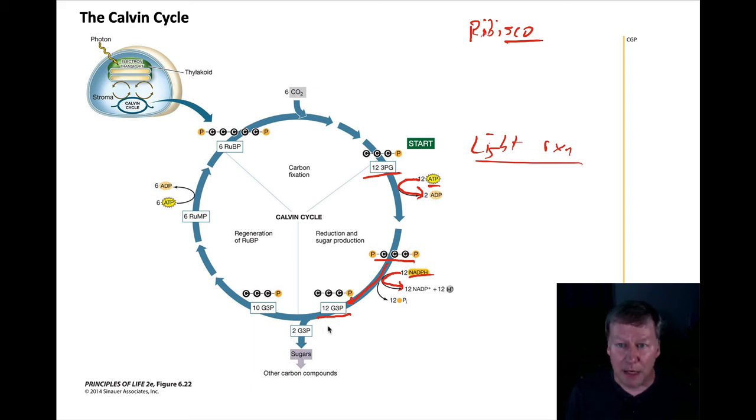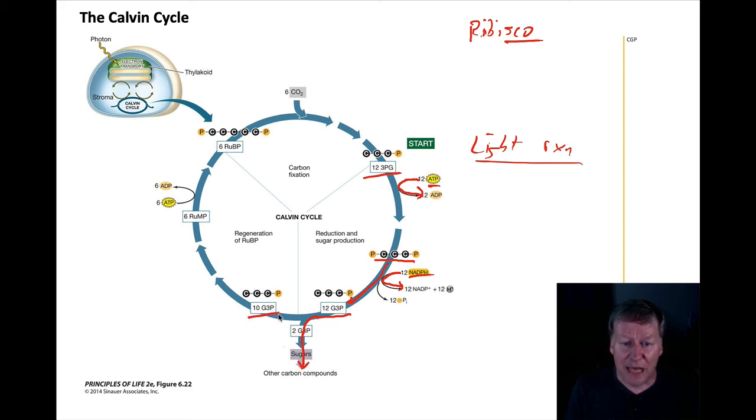We are now ready to make our sugars. We have 12 G3P molecules. 2 of them are going to break off, and they are going to be transformed into glucose, into a sugar molecule. Okay. How are they going to do that? It's a series of reactions. You do not need to know the details, but understand 2 of these molecules are going to go off, and they are going to become sugar.